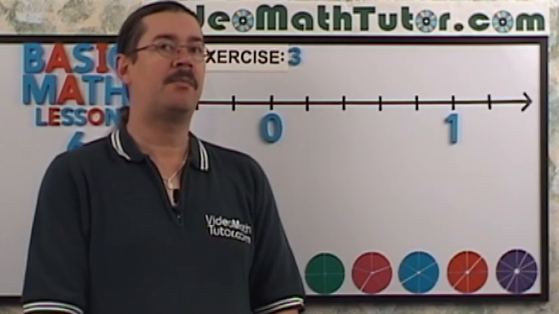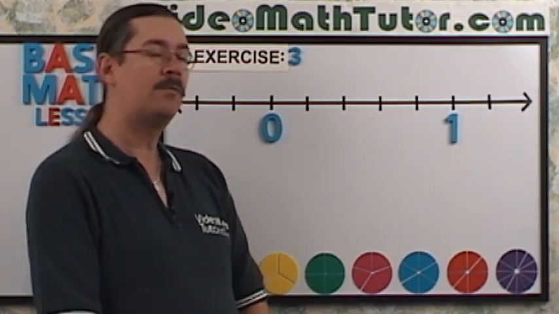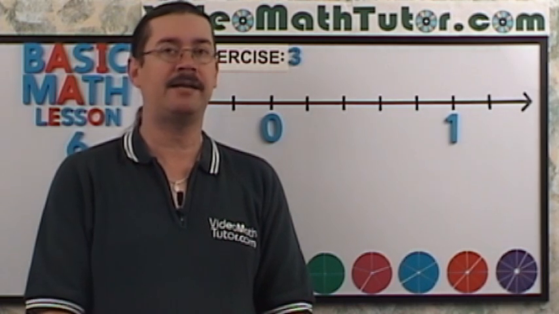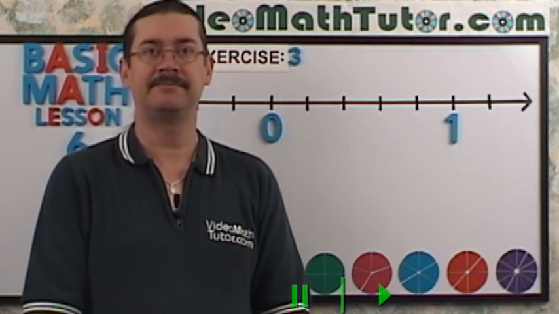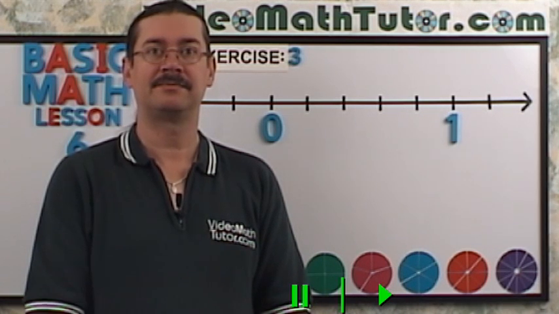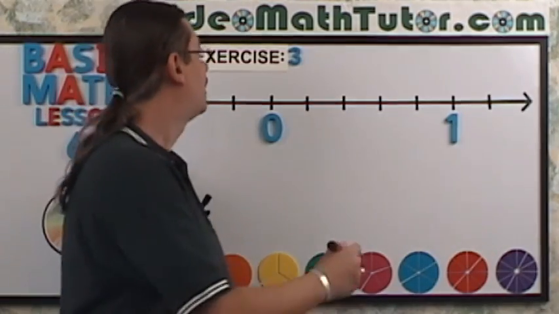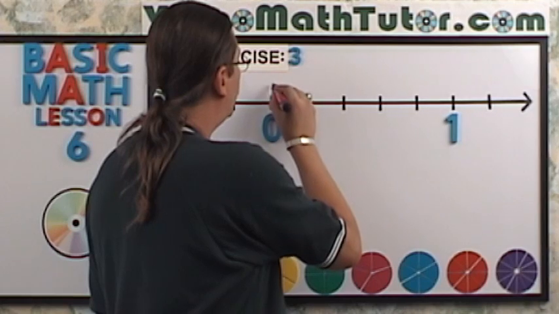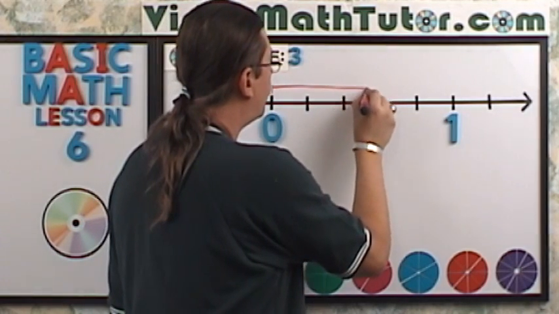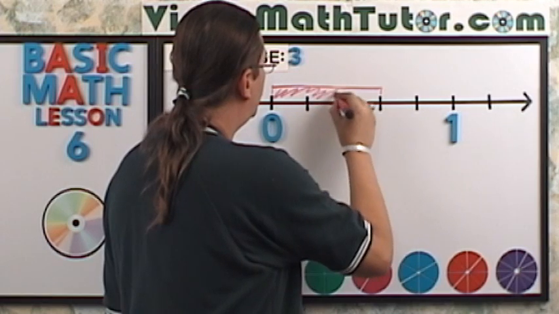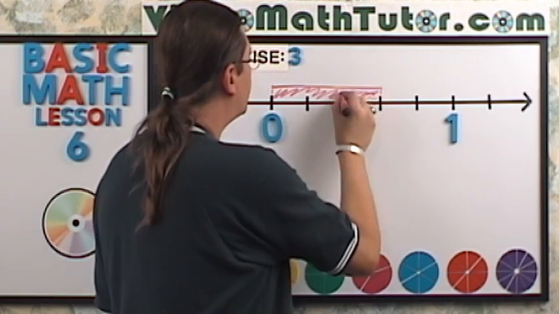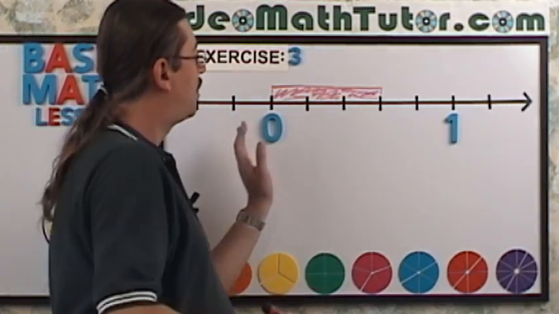Now this one I'm not going to give you any help. You have a number line between 0 and 1, and I'd like you to shade in 3/5. Now for the answer, I'm going to start at 0. I'm going to go 1, 2, 3/5. So all this portion right here would represent 3/5.